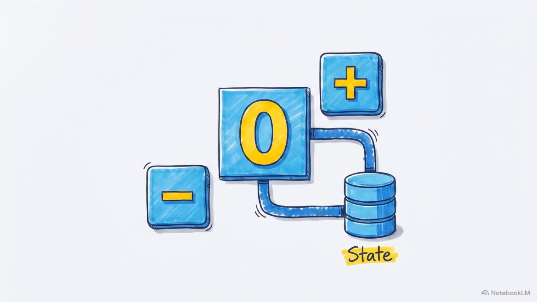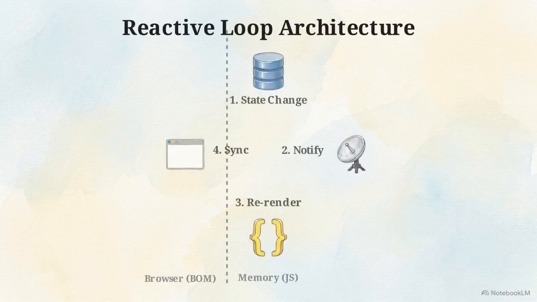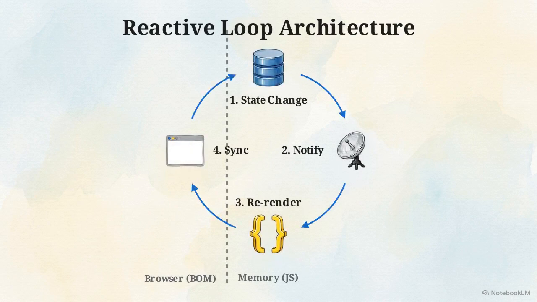Let's wire this into a counter component. We bind our store's state to a virtual heading, attach setState to our increment and decrement buttons, and then subscribe our update function to the store. This flowchart illustrates the core loop that powers modern UI frameworks. The state changes, the observers are notified, the virtual DOM re-renders in memory, and the browser syncs to match.